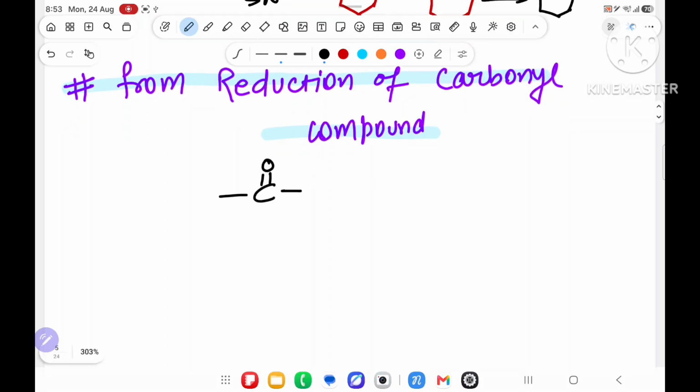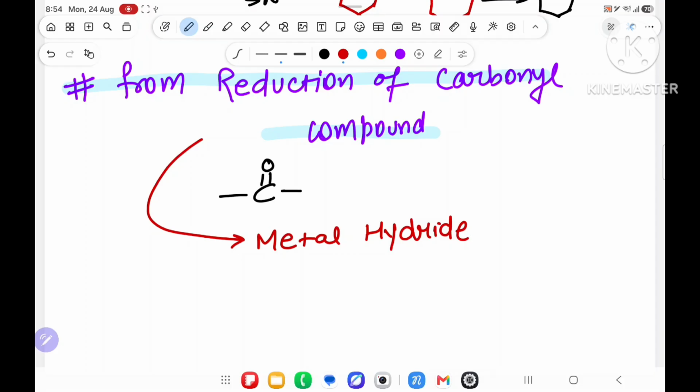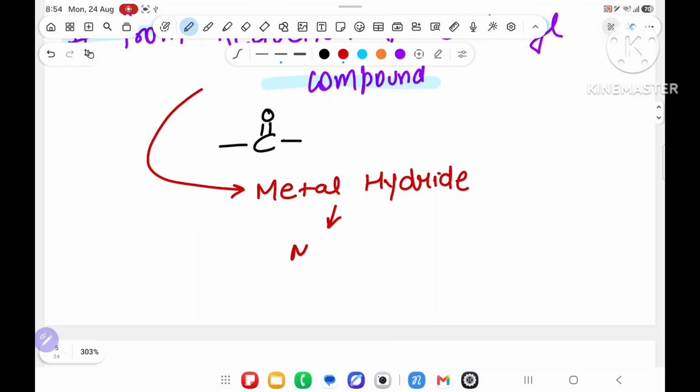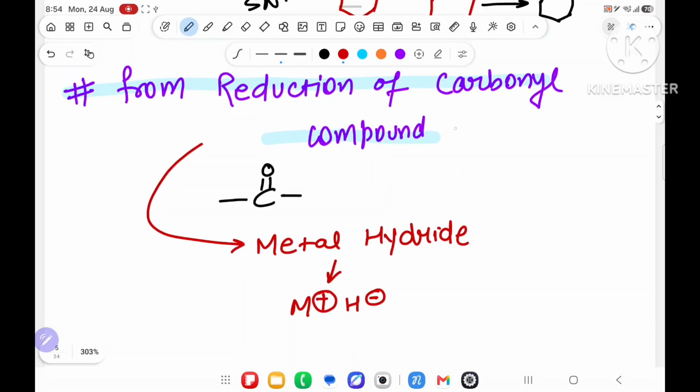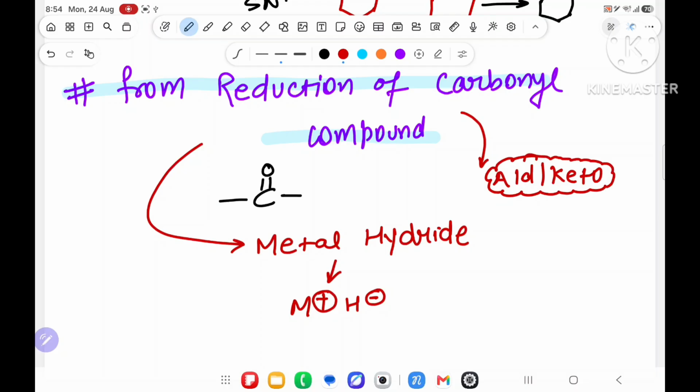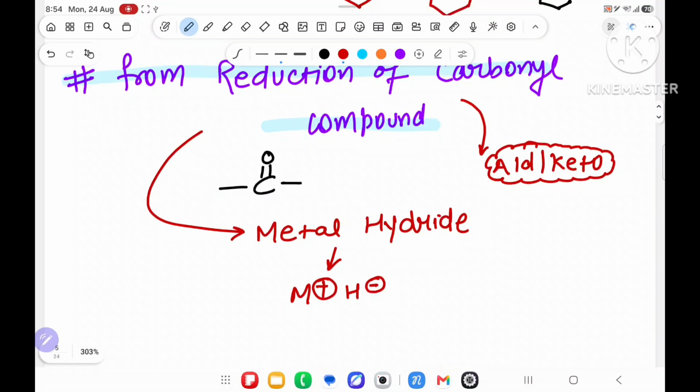Now, whenever you do the reduction of a carbonyl compound, you will have to use a metal hydride as the reagent. Metal hydride means M plus H minus. And especially we will do the reduction of carbonyl compound for aldehyde and ketone, and the reagent we will use is a metal hydride.